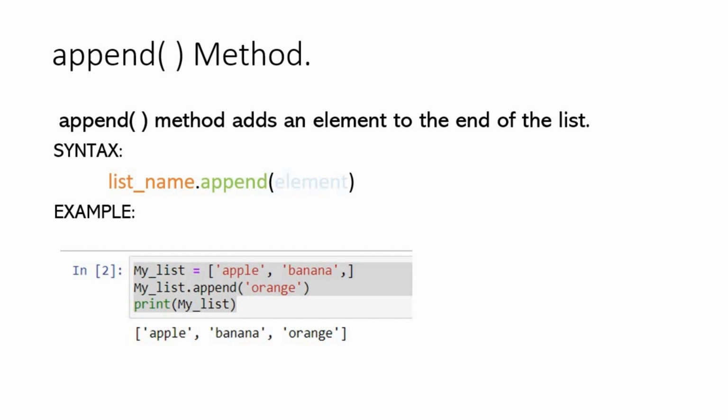The general syntax of the append method is that we first write the name of our list in which we want to add our element, followed by the dot symbol. After it we use the append method, and within the parentheses we write the element which we want to append to our list. So let's head over to Python and understand this in detail.